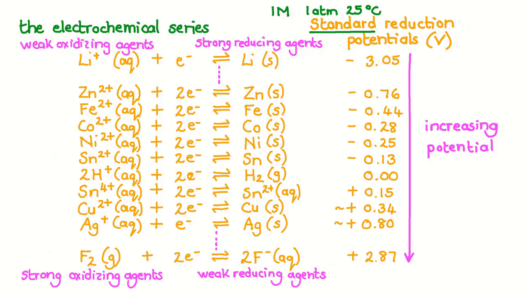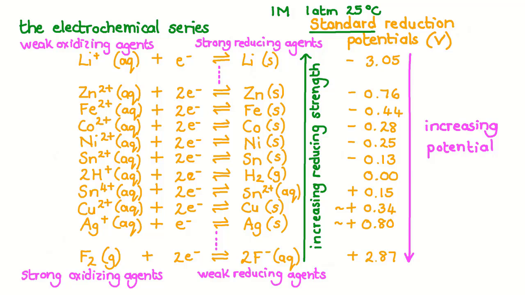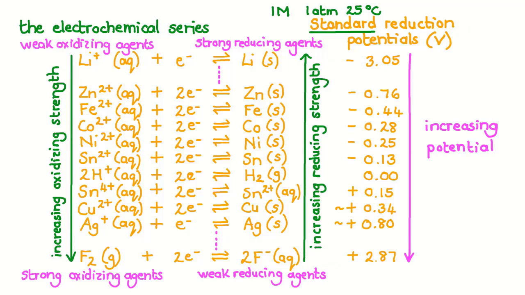Do you notice some trends? Going up the series, the reducing ability of the substances increases, and going down, their oxidizing abilities increase. Notice that all the electrode potentials are written as reduction potentials, and that is why all the half reactions are written as reductions, with the electrons on the left-hand side of the arrows. It is important to be consistent in this way so that we can compare electrode potentials.